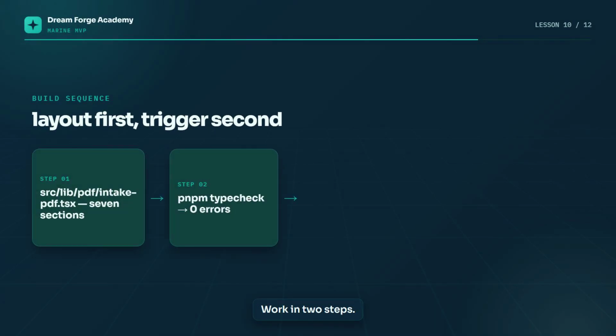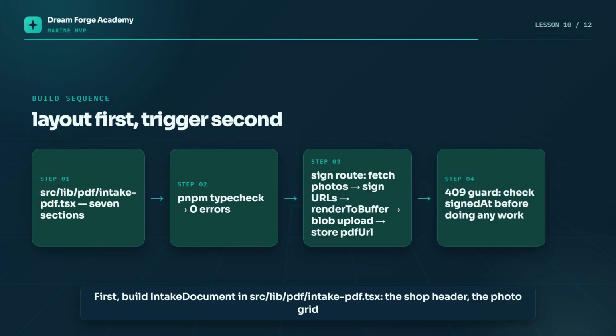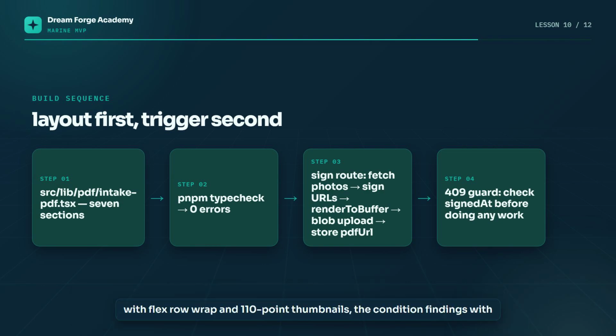Work in 2 steps. First, build intake document in src/lib/pdf/intake-pdf.tsx. The shop header, the photo grid with flex row wrap and 110-point thumbnails, the condition findings with a left border accent, the scope of work with hours and parts, the total quote box, the risks list, the signature block with the signer name and ISO timestamp, and the footer.